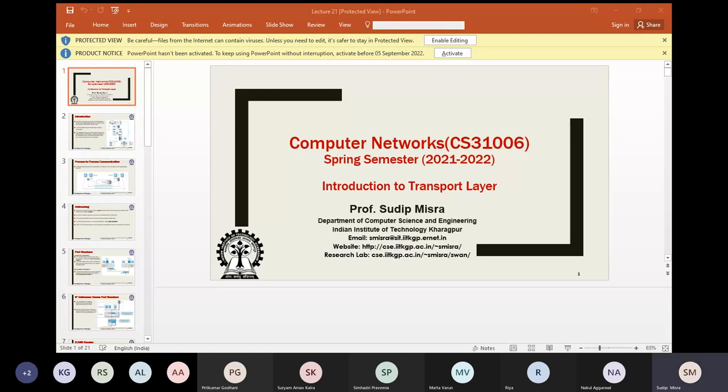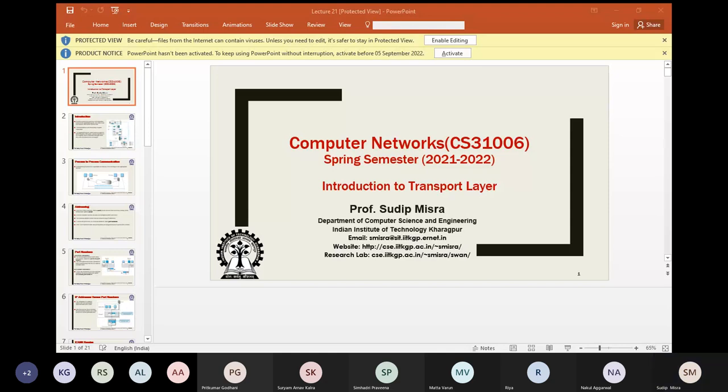So congestion in the network may occur if the load of the network is greater than the capacity of the network. So congestion control basically tries to make sure that the load on the network is kept below the capacity of the network.